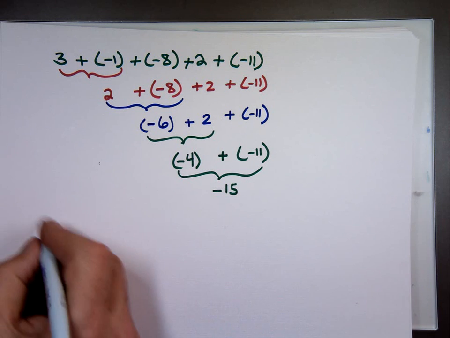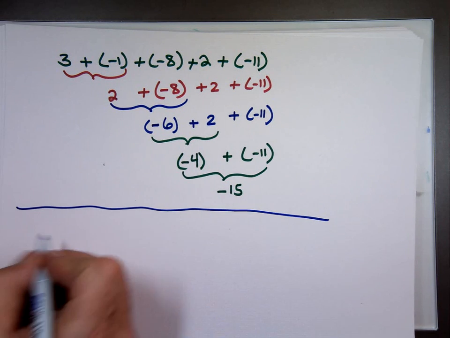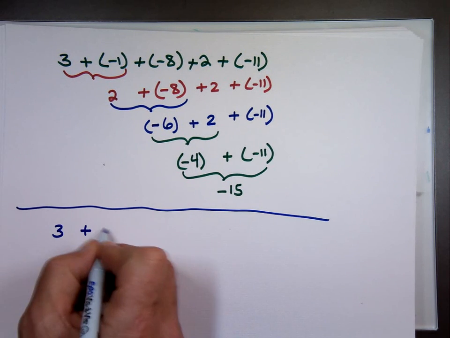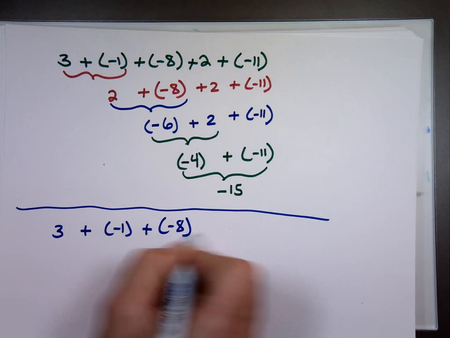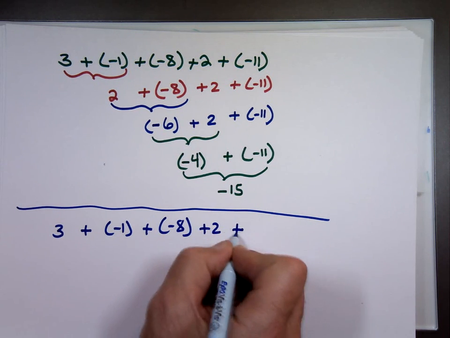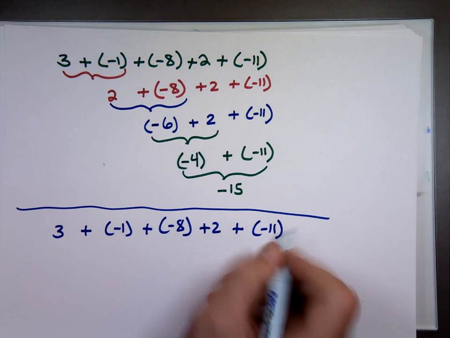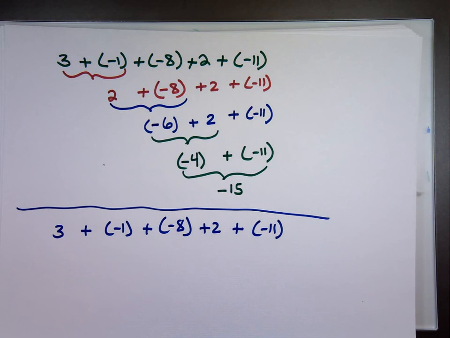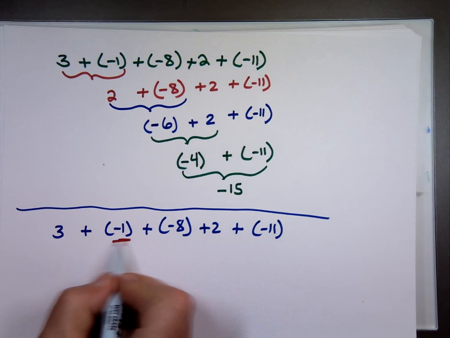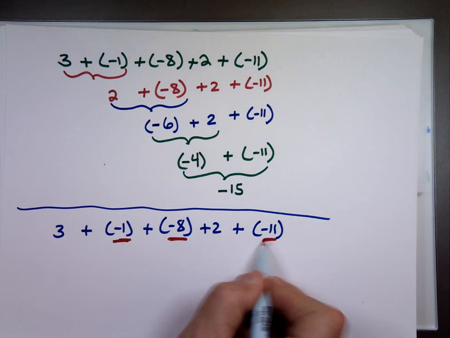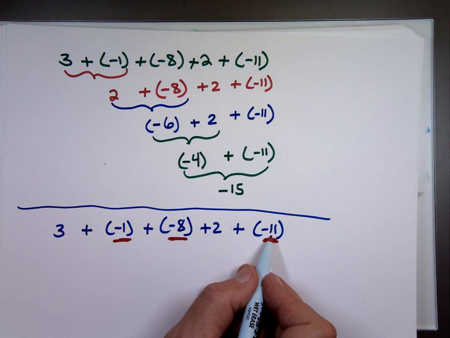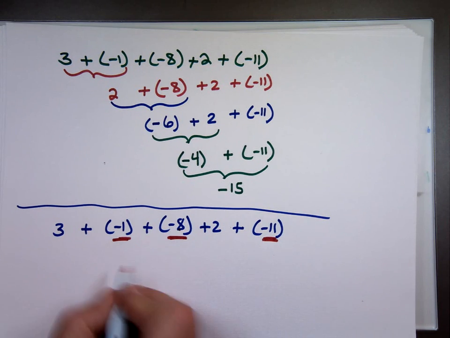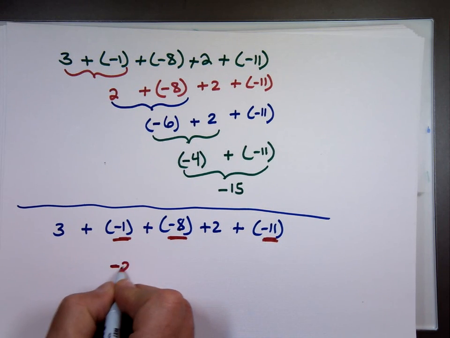Again, the other way of doing it, which is a lot faster and probably easier. We take all the negative numbers, we make one number out of them. We add them into one number. What's 1 and 8? 9 and 11? 20, right? That's a negative 20.